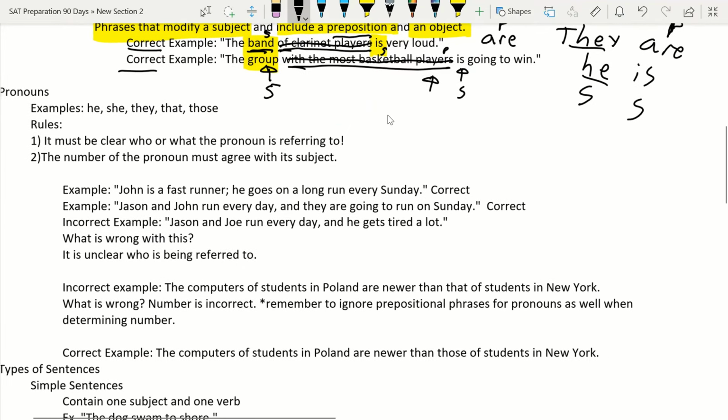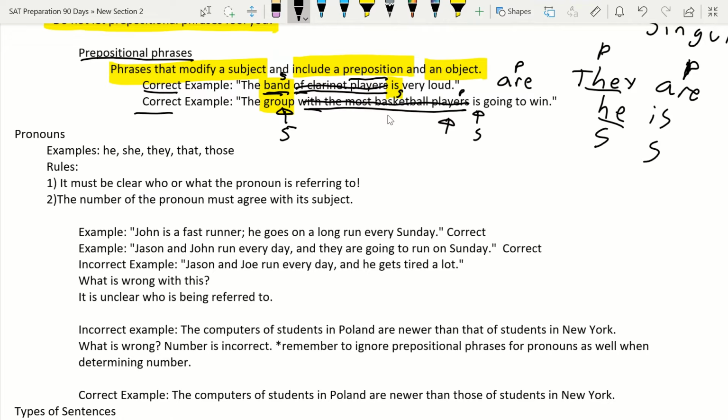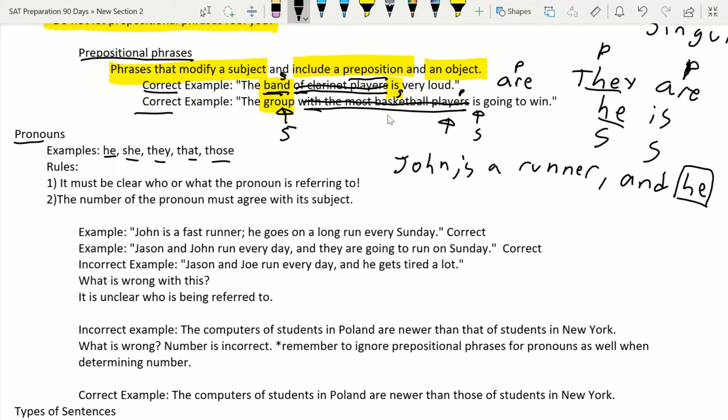All right, so moving on. Now we've got pronouns, right? Pronouns replace these proper nouns. So let's say we had, let's use, "John is a runner," right? John is a runner. And that's terrible handwriting, but that's okay. We'll say John is a runner and he, right? So now this he is replacing John. That he is our pronoun. Examples of pronouns would be he, she, they, that, and those. So go ahead and write pronouns in your notes, and then we'll get into the rules with pronouns.